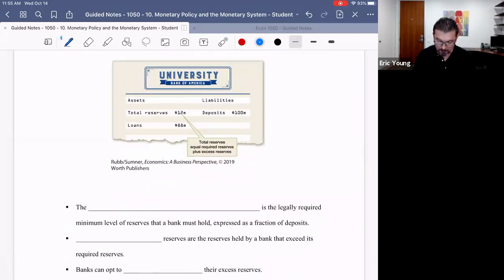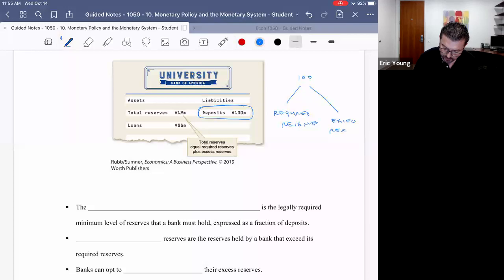So we take a look at this little simple example here. We have the university bank. You see that the university bank has deposits of $100 million. That's all the money that people have put in that bank. They do not have to keep the full 100 million in reserves. Instead, a portion of that 100 million has to be kept in reserves, which we're going to call required reserves. And the excess, what's left over, is excess reserves, okay?